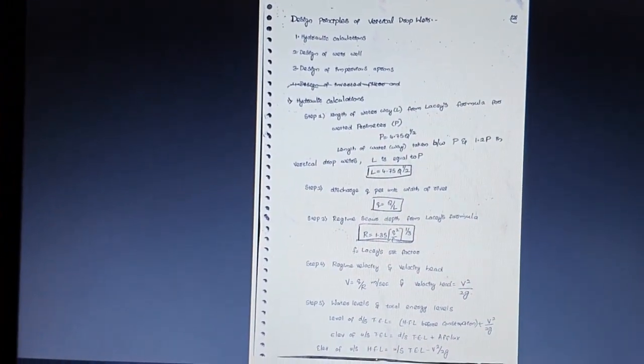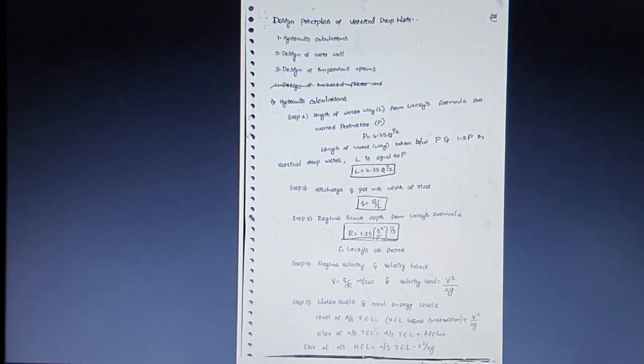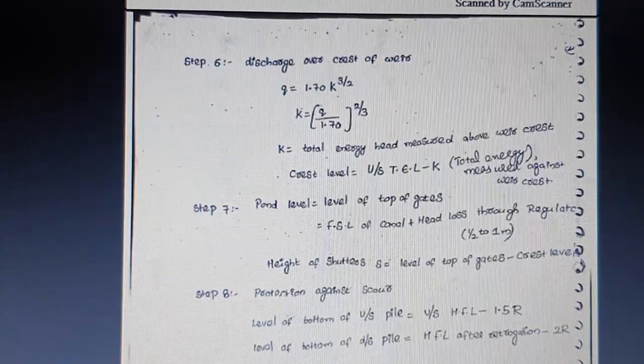And in the fifth step we are going to calculate the total water levels and the total energy levels, which is: the level of the downstream total energy level is HFL before construction plus V square by 2g, and the elevation of the upstream total energy level, which is downstream total energy level plus afflux, and the elevation of the upstream HFL, which is upstream total energy level minus V square by 2g.